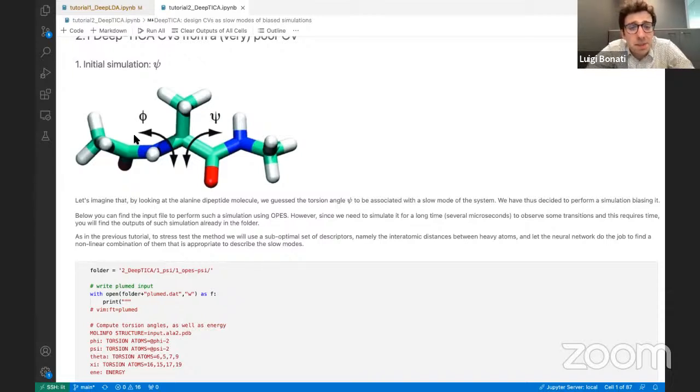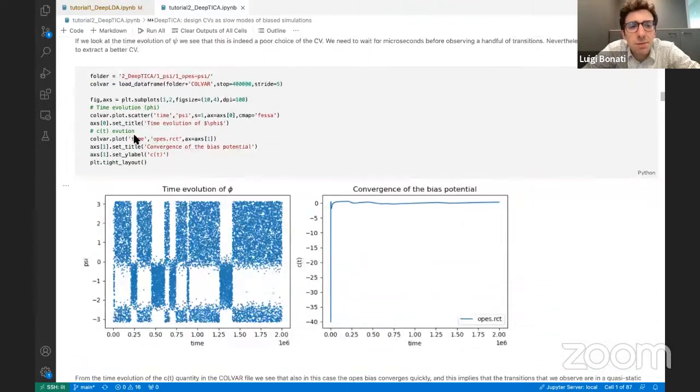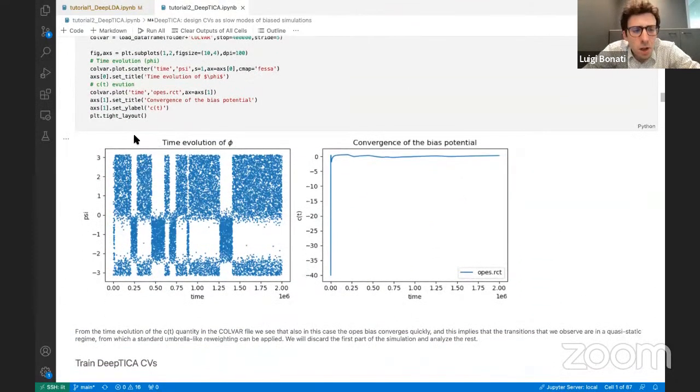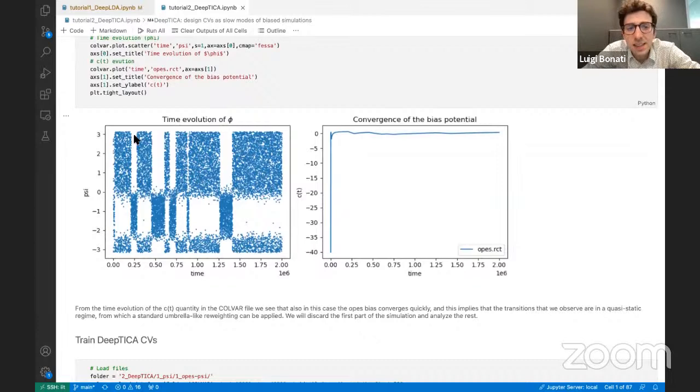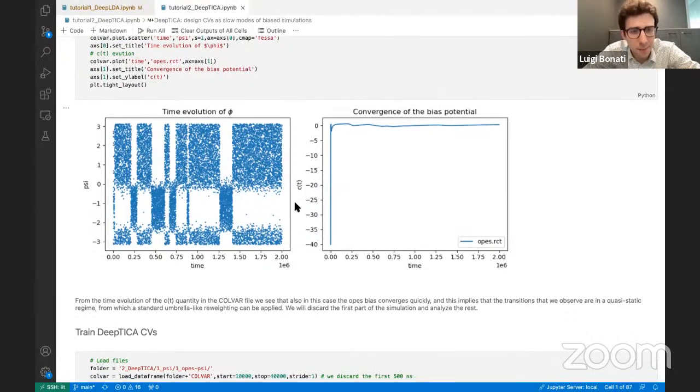And this you can replace with any kind of system and any guess of collective variable that can come to your mind. So we said, let's see what happens if we bias psi. Well, this results in quite bad sampling. Here we see the time is like 2 microseconds, which for alanine dipeptide is quite a long time. And we observe just a few transitions between the states.